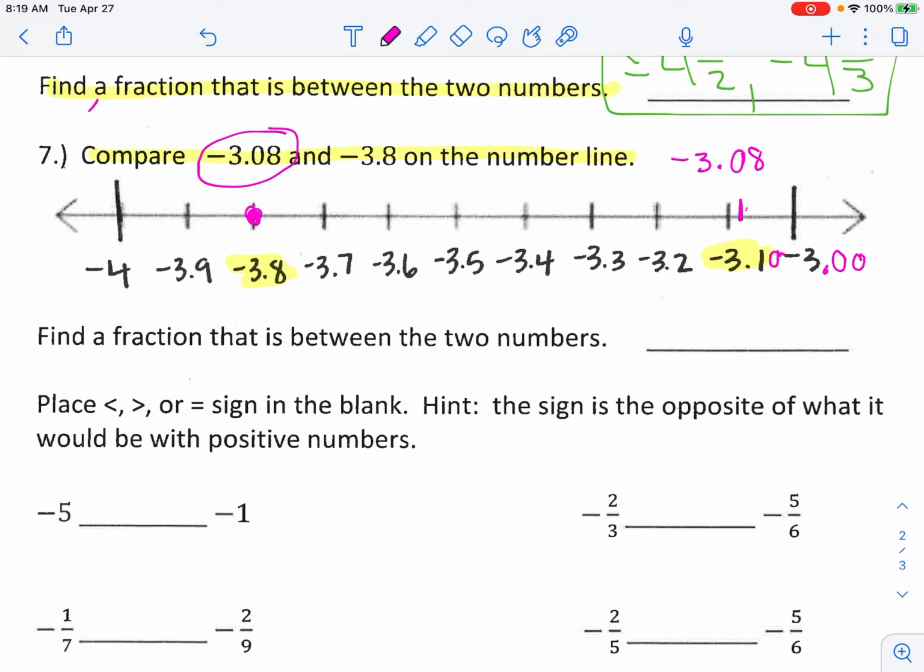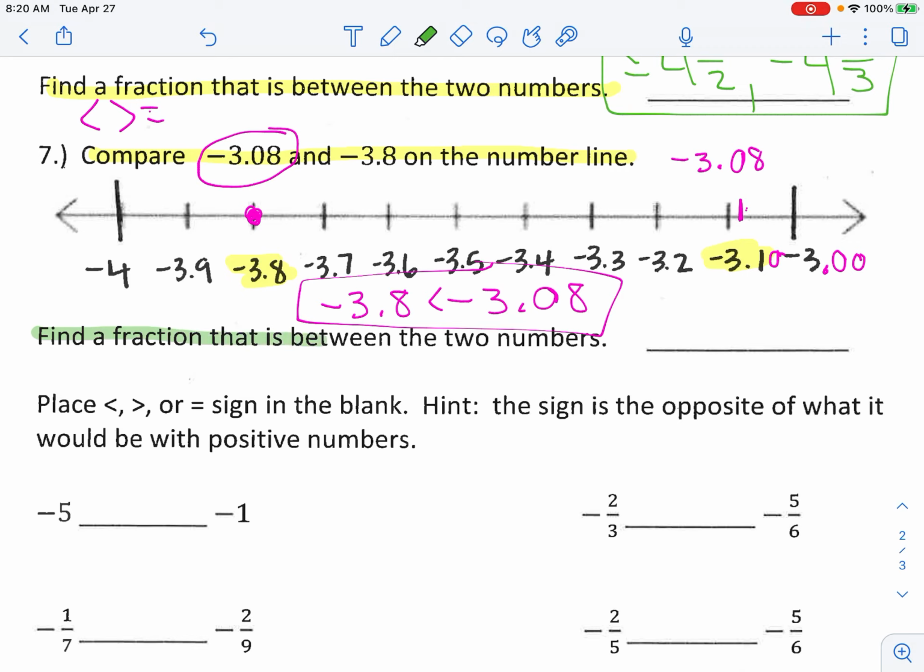If it says compare, they want to know less than, greater than, or equal to. So my answer would say negative 3 8/10 is less than negative 3 8/100. Left is less. Remember, I keep saying left is less. If it's to the left, it's always less than.